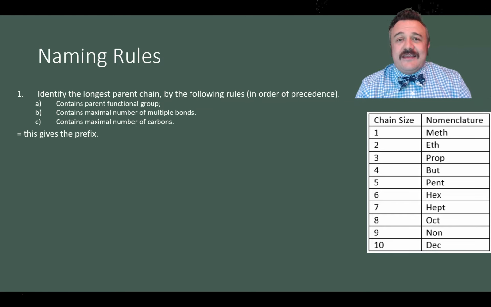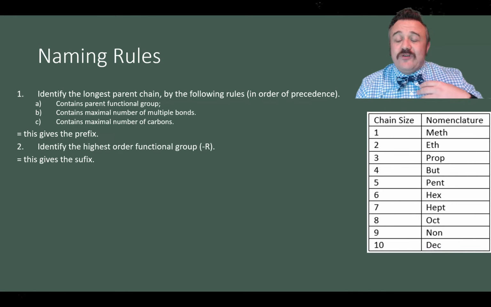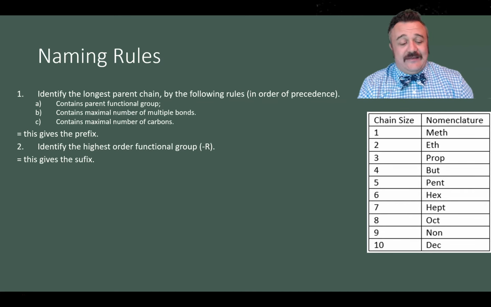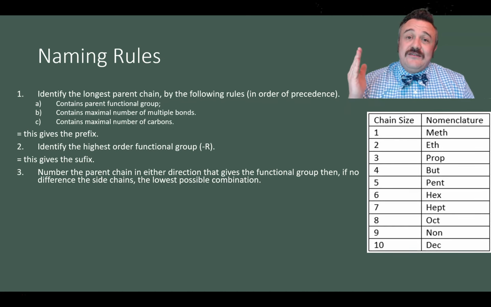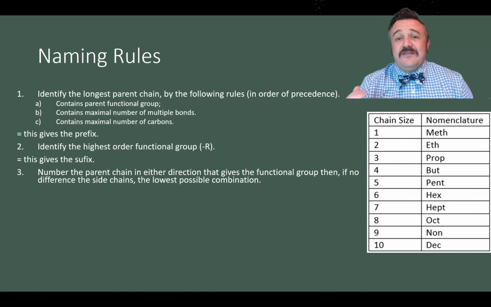That's all sorted. That gives you the prefix, the word at the beginning. So it could be meth if it's 1, eth, prop, and so forth all the way down. We also want to identify the highest order functional group. Now that means is it an ene or an yne or an ane in our case. That gives the suffix, which is also the infix, and we'll get to that in a minute because that comes up again. So number the parent chain, which gives the lowest number, so the highest priority, the lowest number to the suffixes, to the functional groups.